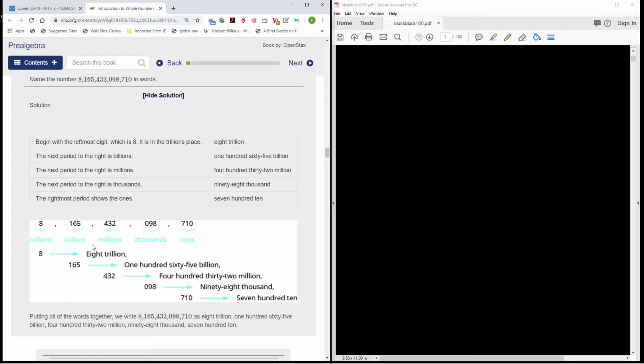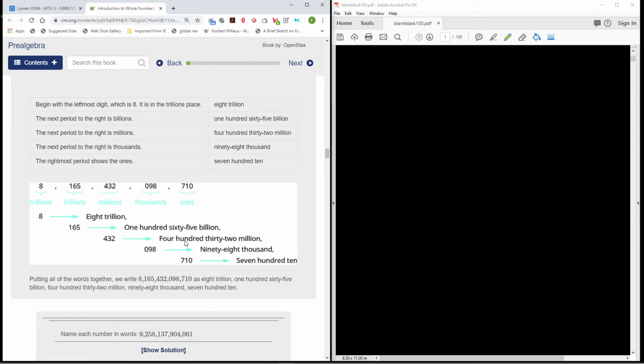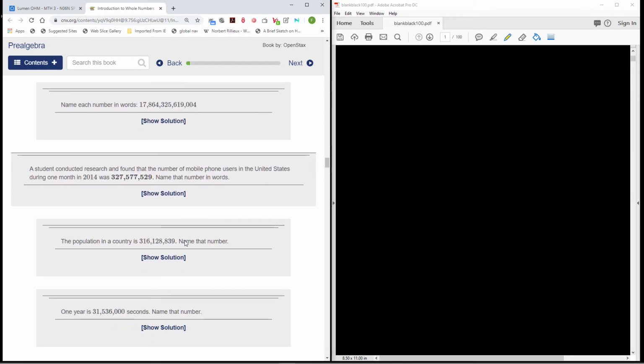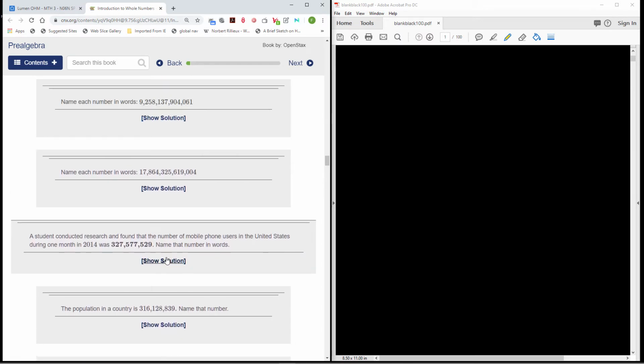165 is in the billions period. 432 is in the millions period. Thousands is in the thousands period. And 710 is in the ones period. Now they want us to take this and write it in words, according to whatever period it happens to fall into.